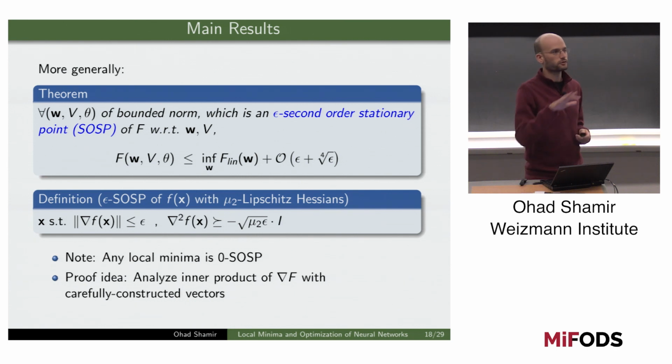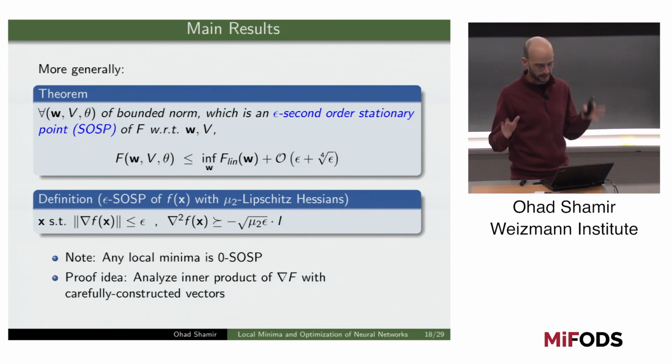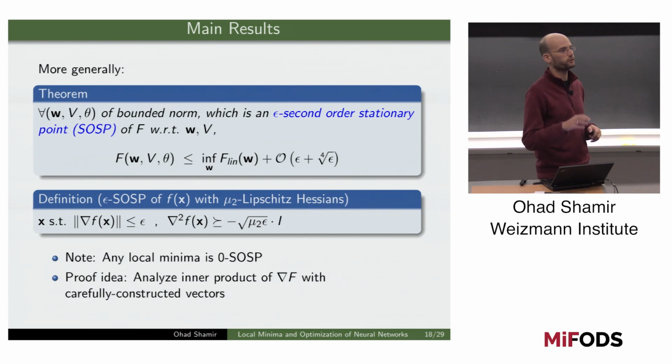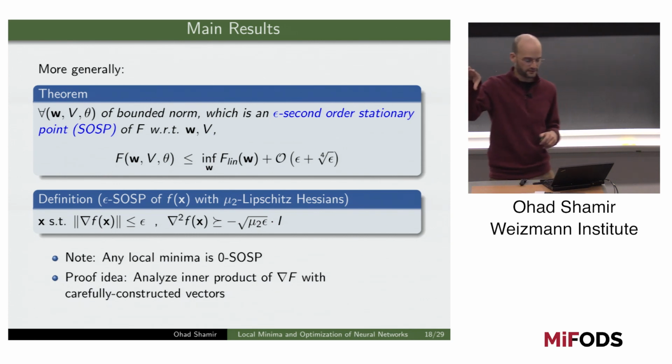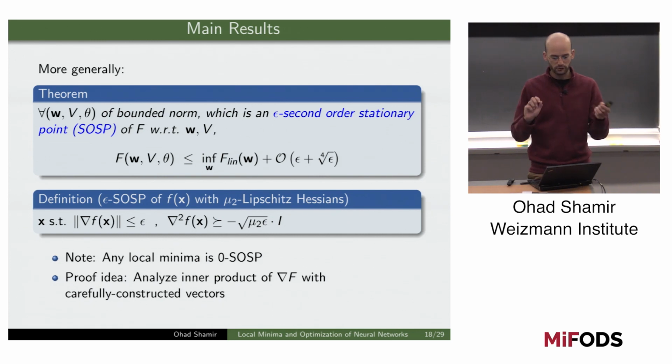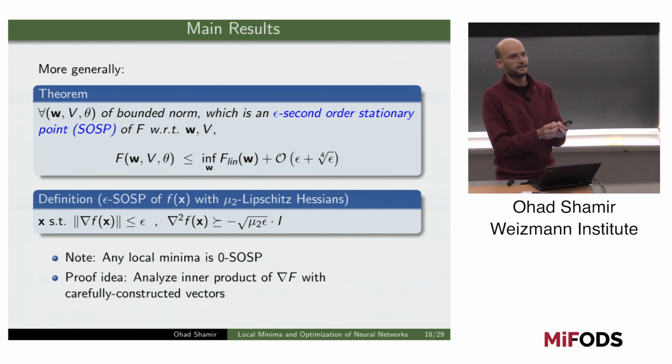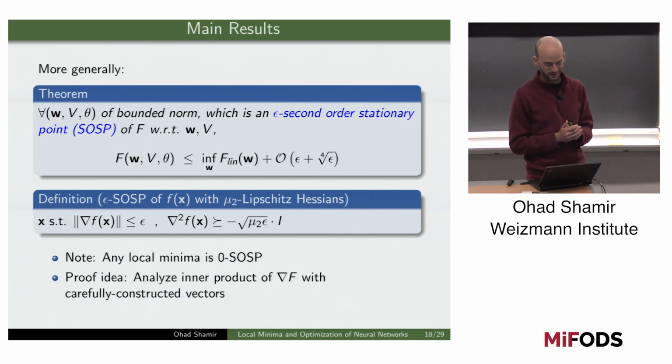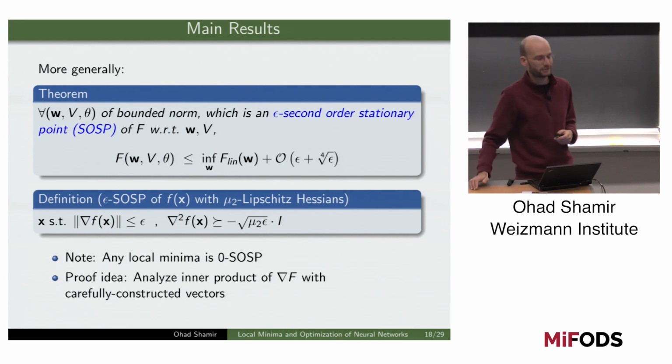Now, I'm not going to go into the proof details. It's a little bit technical, but the rough idea is that we take the gradient of this function with respect to W and V and analyze its inner product with certain vectors which are carefully constructed so that, after you massage it a little, it kind of magically leads to something that you can lower bound by the suboptimality with respect to a linear predictor.